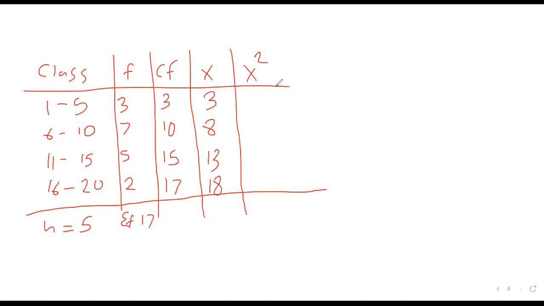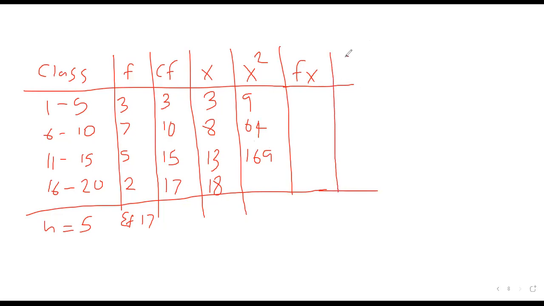And you can square this. 3 times 3 is 9. 8 times 8 is 64. 13 squared is 169. And what is 18 times 18? 324.